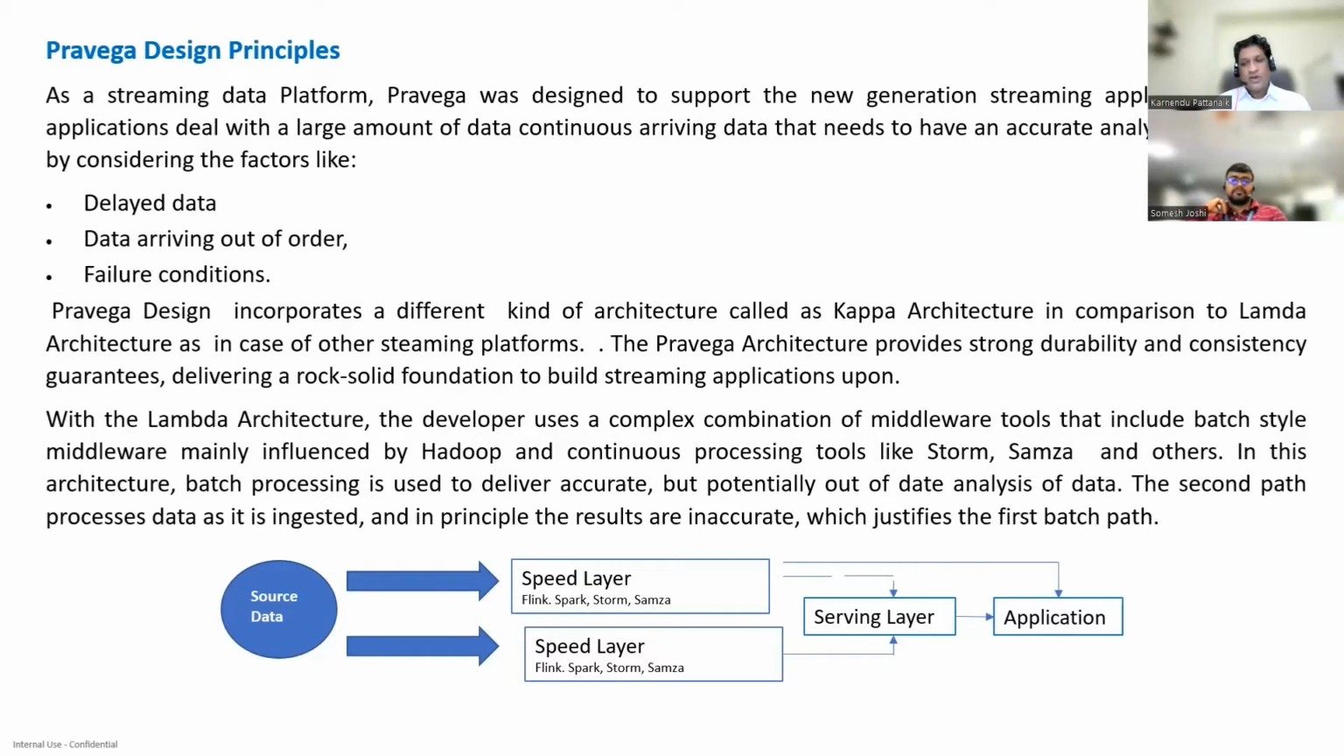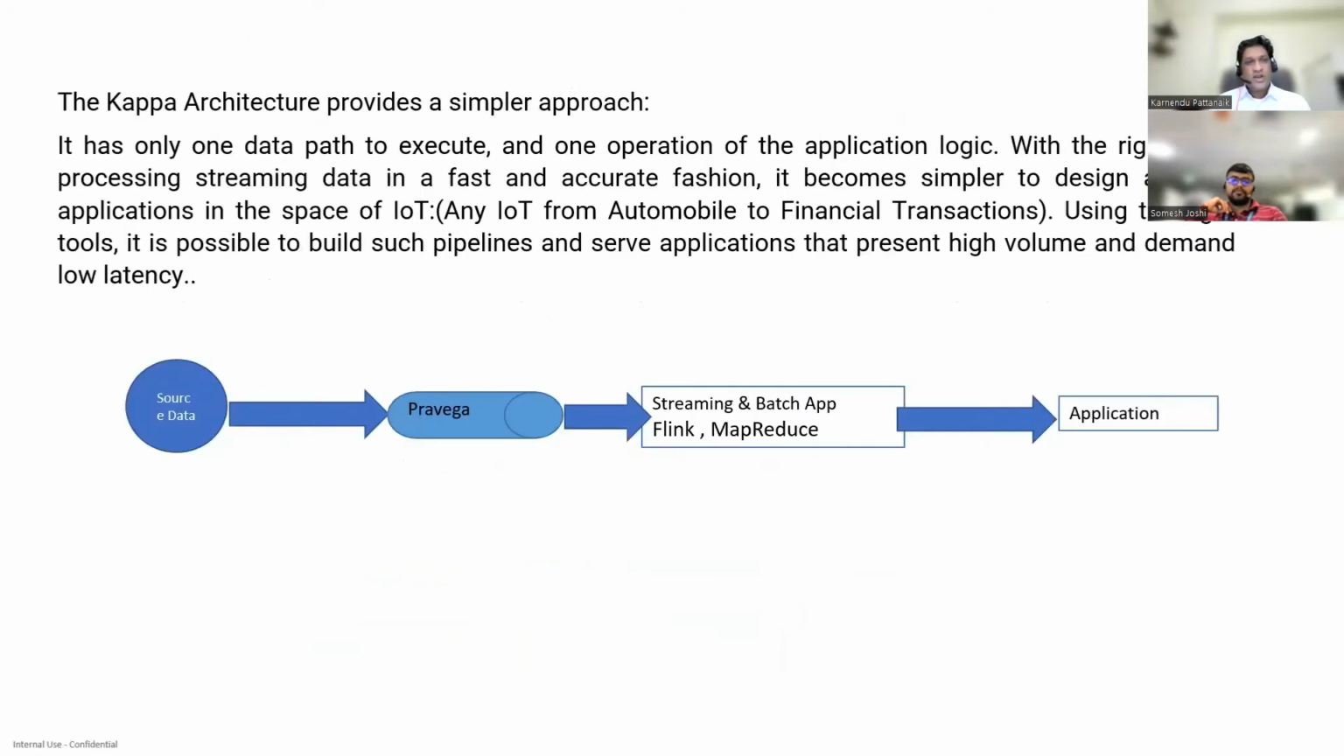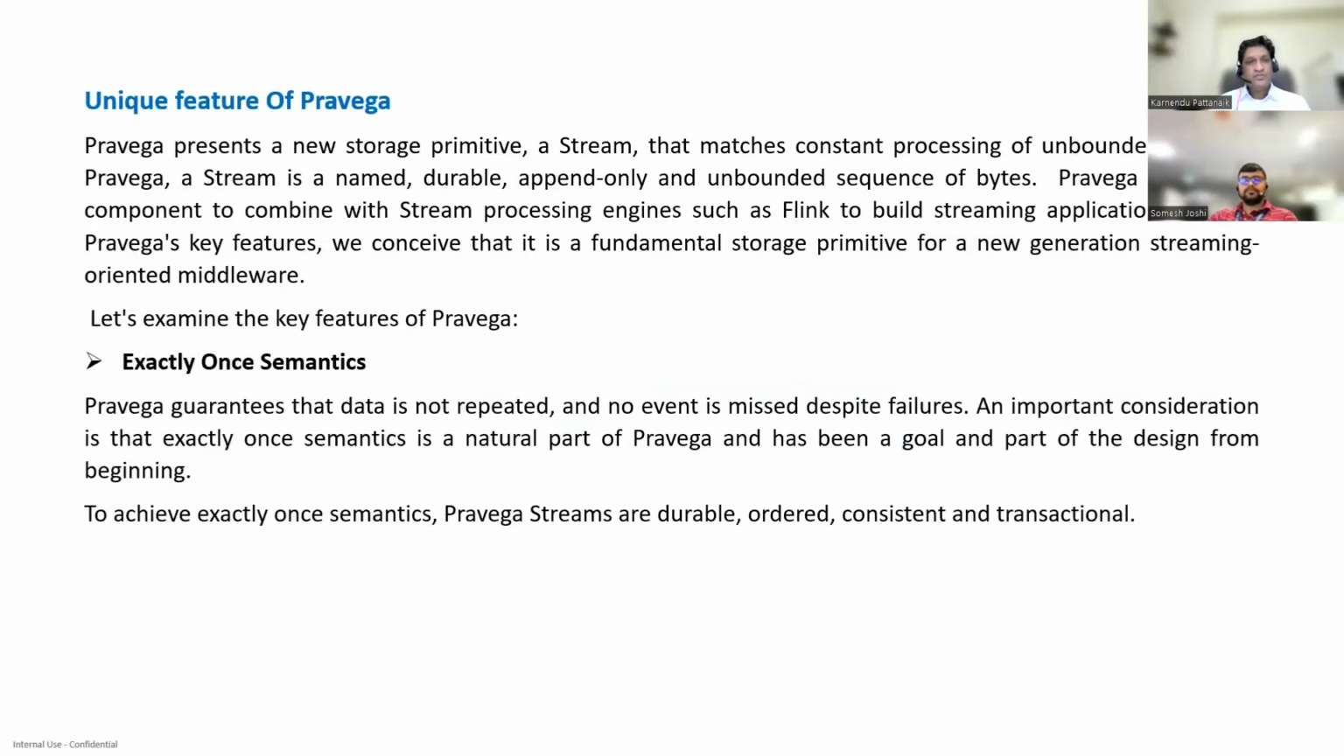The problem is that whenever the data comes through the serving layer, it could be delayed data, or it could be older data. And also if it goes directly to the application, it might happen that the data itself is not accurate. That's why the Kappa architecture, which Pravega follows, makes things simple: all the data from the sources goes to Pravega, and on Pravega it is given to the streaming or batch application as a streaming application, and from there it goes to the user application.